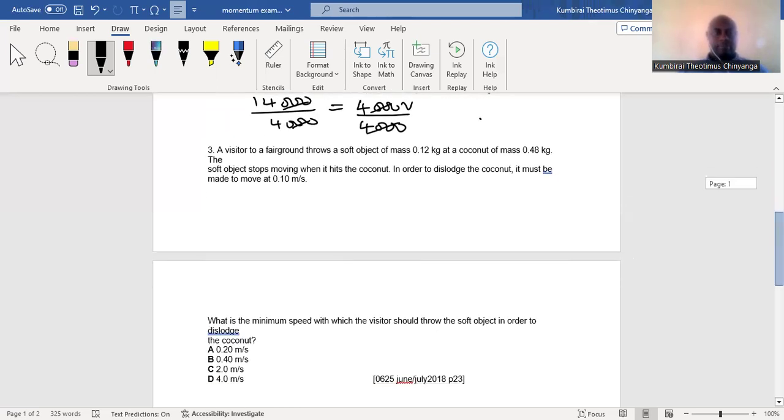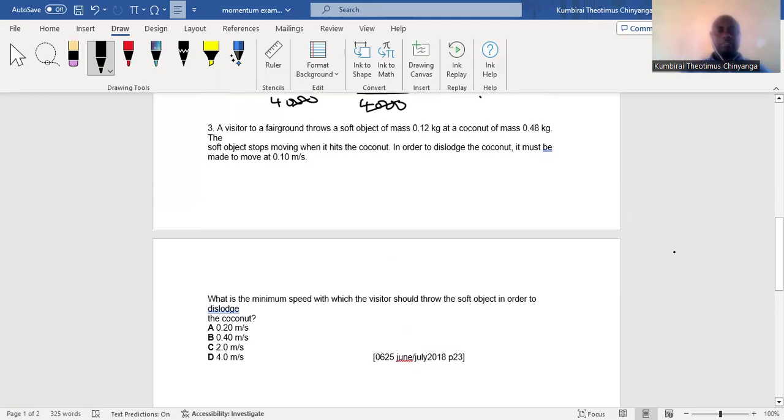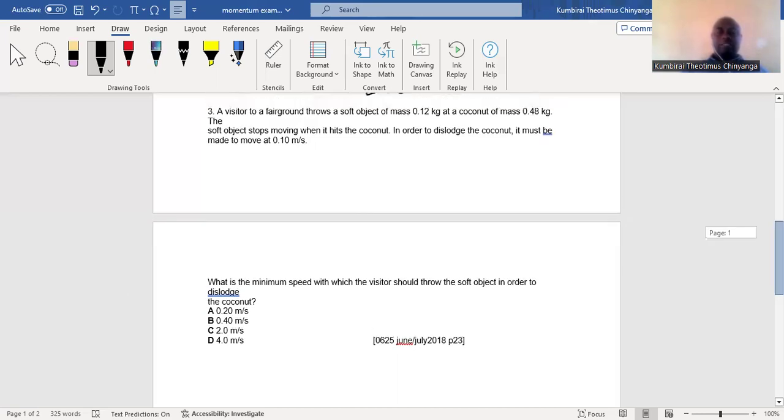All right. I'll also just give you a chance to be looking at question 3. And in question 3, a visitor to a fairground throws a soft object of mass 0.12 kilograms at a coconut of mass 0.848 kilograms. The soft object stops moving when it hits the coconut. In order to dislodge the coconut, it must be made to move at 0.10 meters per second. And just take note of that.